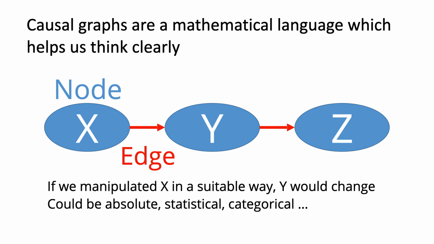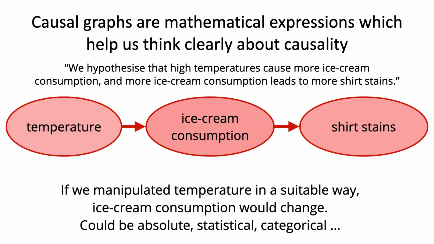Let's put this in a bit more of a real context. So if we imagine the relationship between the temperature, how much ice cream is being consumed by the general population, and how many shirt stains we observe. So we could say that we hypothesize that high temperatures cause more ice cream consumption, and more ice cream consumption leads to more shirt stains. And here's a causal graph, a picture that expresses that description.